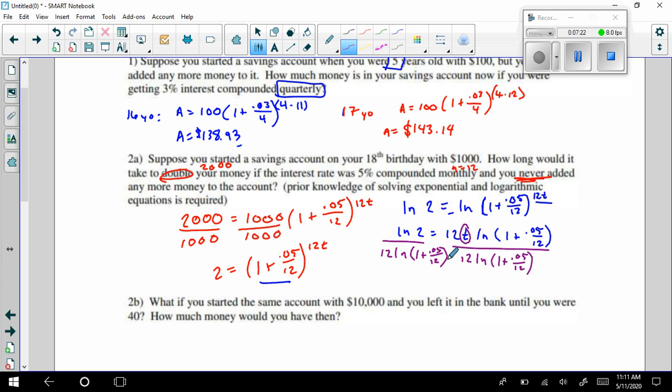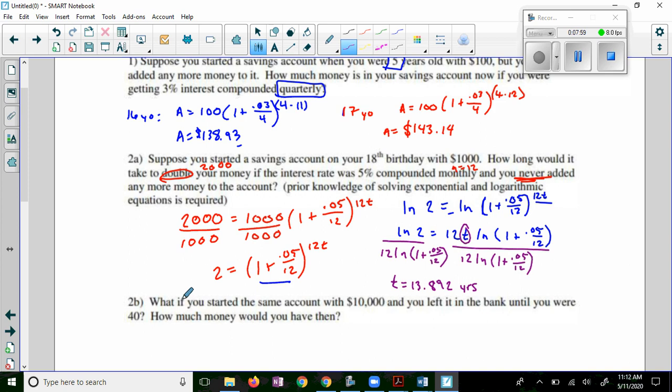So careful with your parentheses: natural log of 2 divided by parentheses 12 natural log of 1 plus 0.05 divided by 12. Close both sets of parentheses, and we get t is equal to 13.892 years. Right? The further out you go, the better.